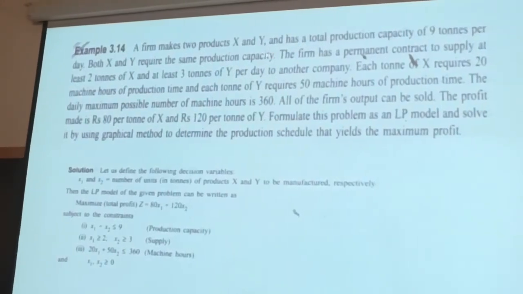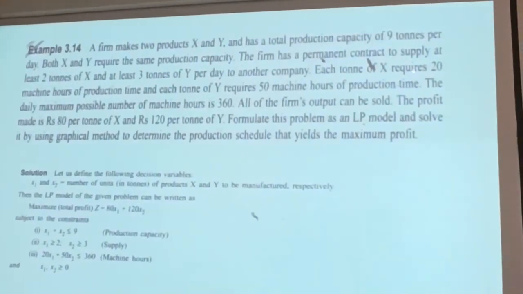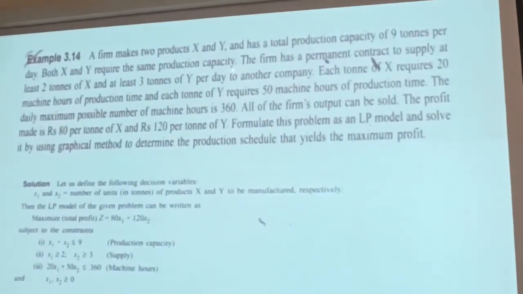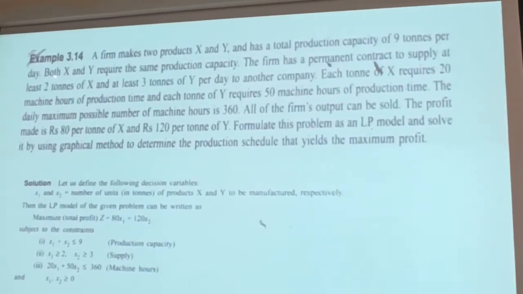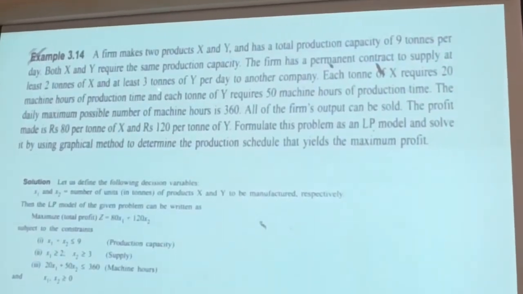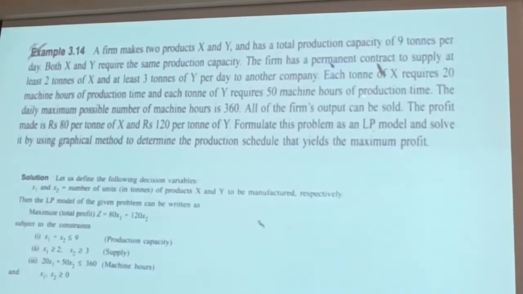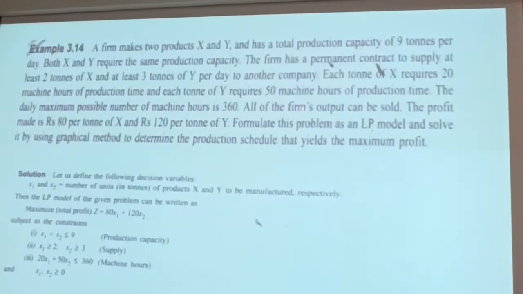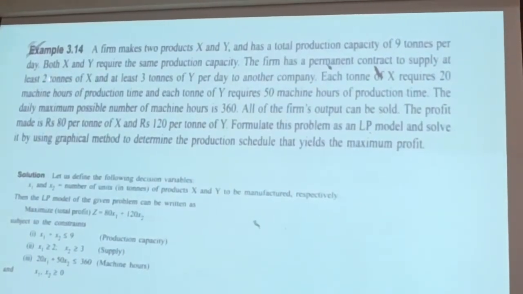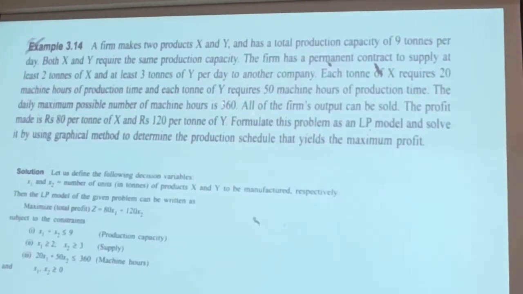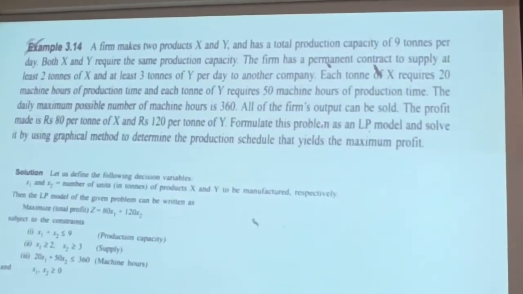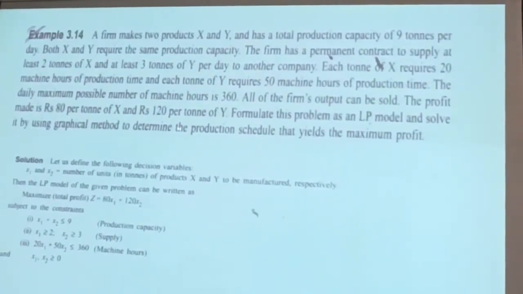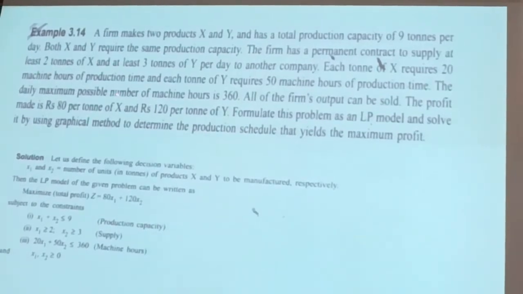A firm makes two products X and Y and has a total production capacity of 9 tons per day. Both X and Y require the same production capacity. The firm has a permanent contract to supply at least 2 tons of X and at least 3 tons of Y per day to another company. Each ton of X requires 20 machine hours of production time. Each ton of Y requires 50 machine hours of production time. The total maximum hours available is 360. All the firm's output can be sold. The profit that can be made by selling X is 80 rupees and by selling Y is 120 rupees.